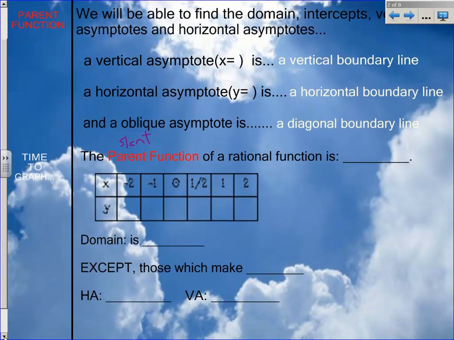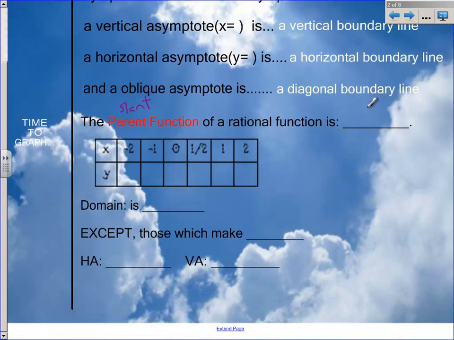Now, all rational functions have a parent function, and of course that parent function is 1 over x. And if we make this little table of values here, if y equals 1 over x, this table of values would look like this. This one would be really interesting. 1 divided by 0, I'm going to leave that blank because that's undefined. We cannot do that. That's going to be really big because that's where our vertical asymptotes are going to show up.